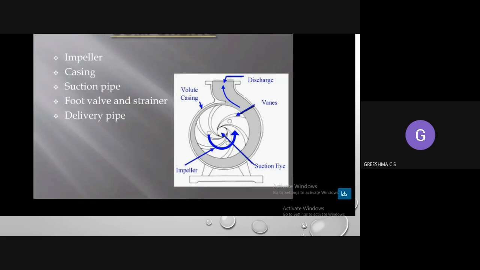Okay, so these are the different parts of the centrifugal pump. It will have an impeller and a casing. The impeller is the rotating part, and the casing is the outer part. Then there is a suction pipe, the pipe through which water is pumped. Then there will be a foot valve, a strainer, and then a delivery pipe.